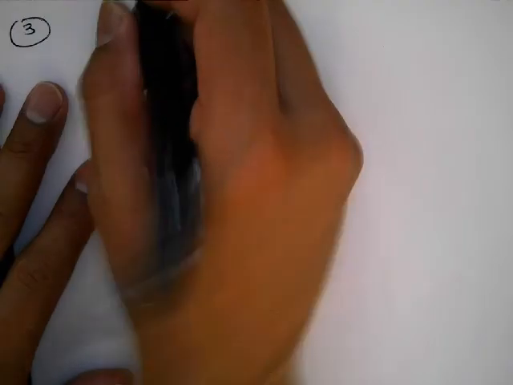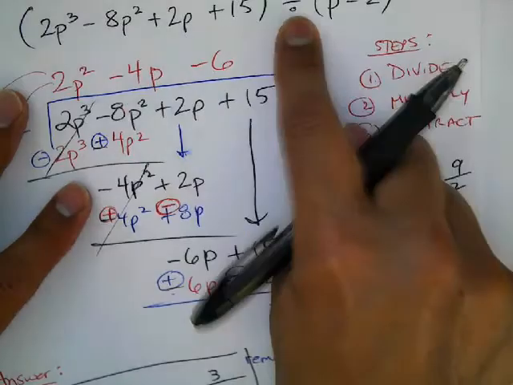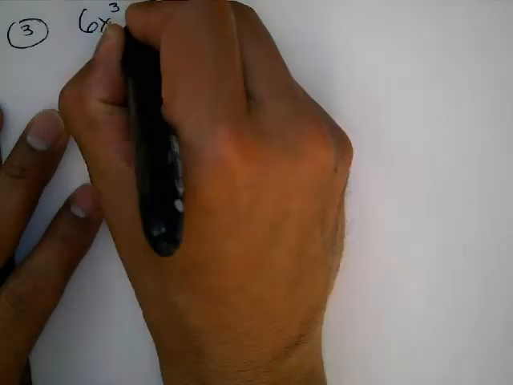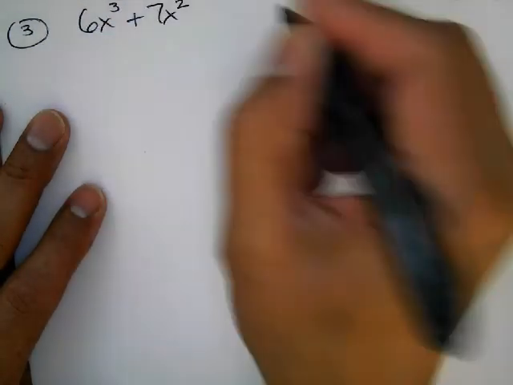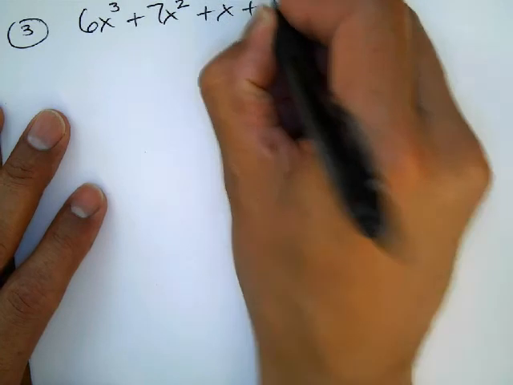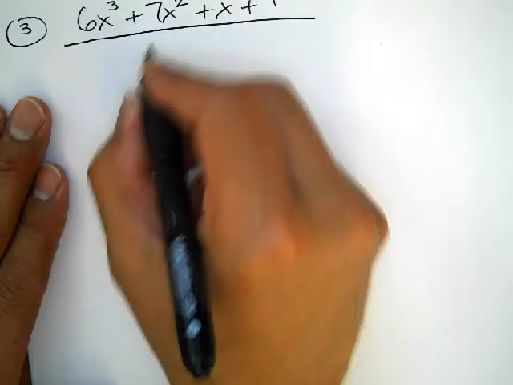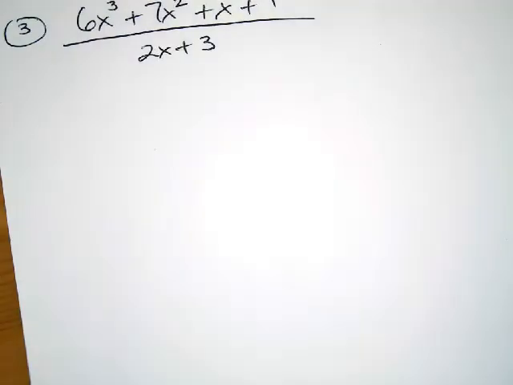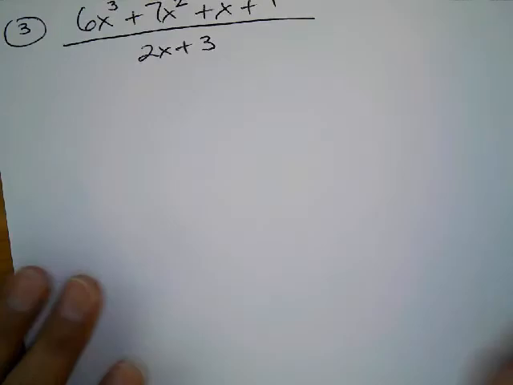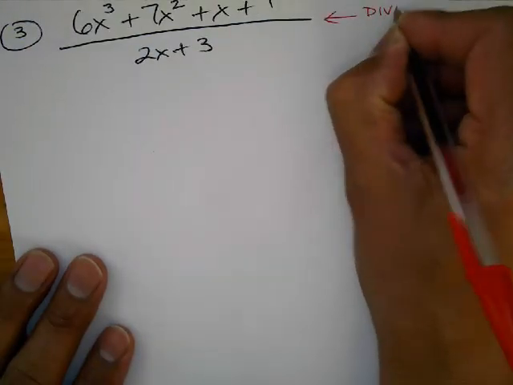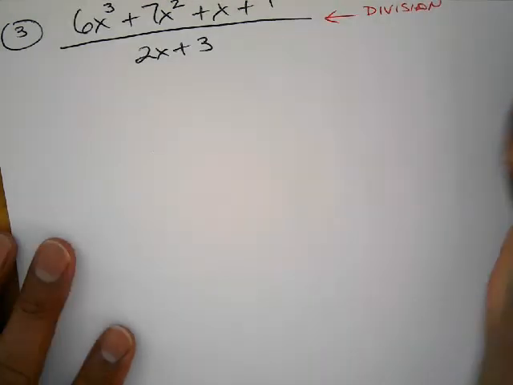All right, let's do another one. Now we're going to see them a little bit more challenging here. Number 3. They can write division like this, where you'll see the divide, and another way they can also indicate division is like 6x cubed plus 7x squared plus x plus 1 divided by 2x plus 3, like that. That's also division. That means divide, right?